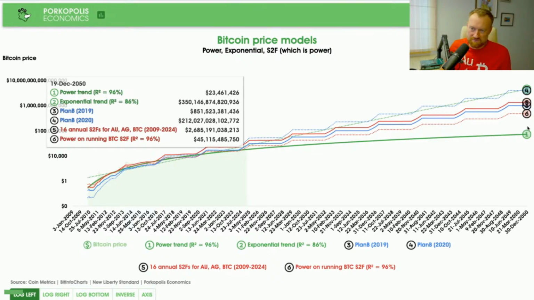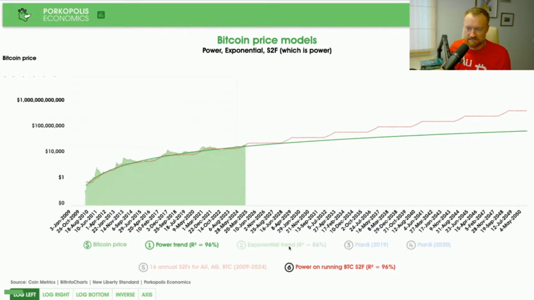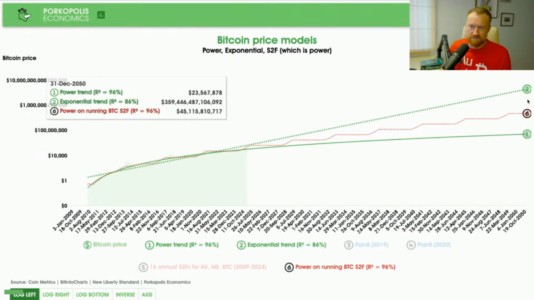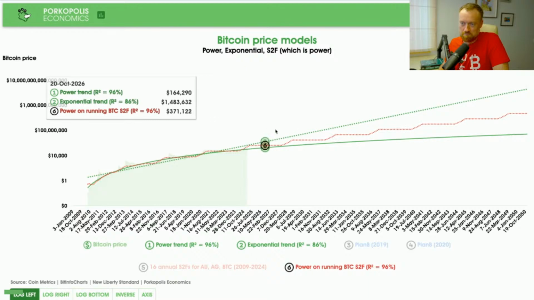23 million on the power trend itself, number one. And then the red ones, which, you know, whatever, more or less aggressive, still in the trillions of dollars. Actually, the power running on BTC, let's put that up. Let's leave exponential on. This one is 45 billion. Not bad. But still 2 orders of magnitude higher than the power trend itself of $23 million per Bitcoin, which is number one.